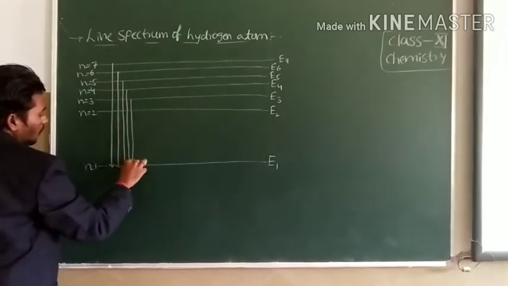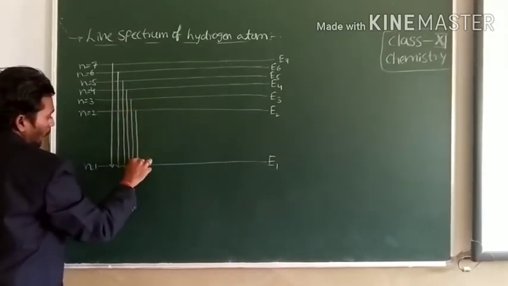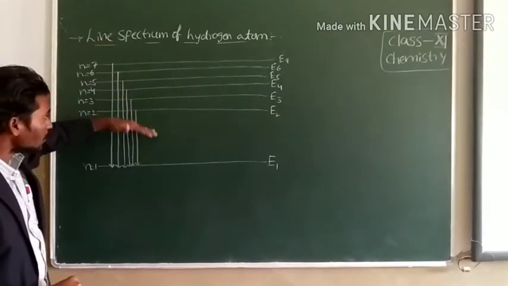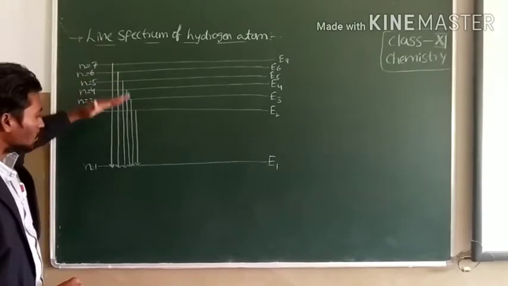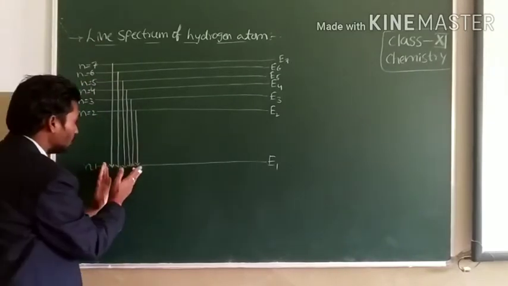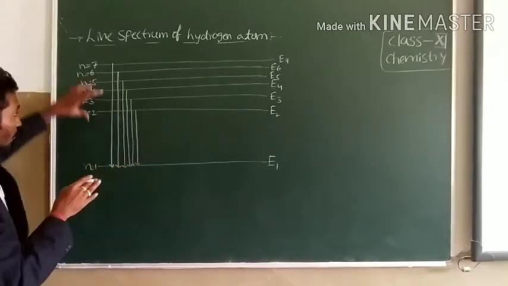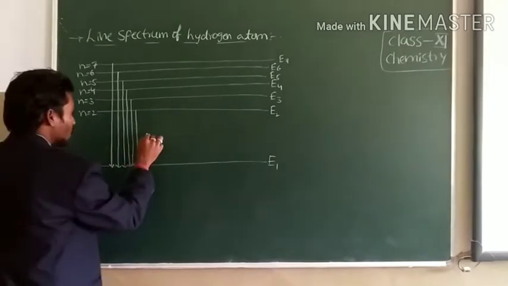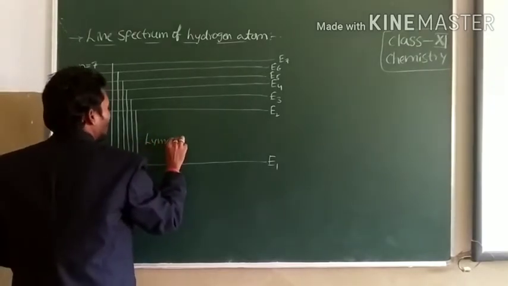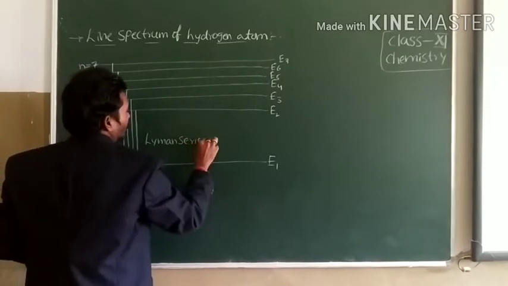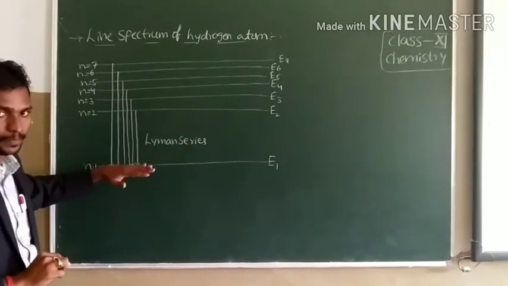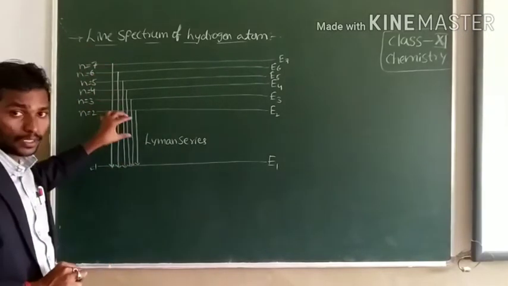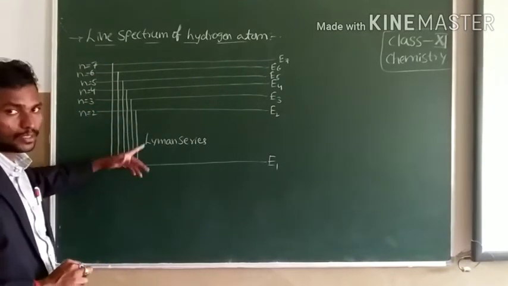So when the electron travels from the higher energy levels to the first level, we can observe spectral lines. When we observe spectral lines in the first energy level, this series is named the Lyman series. It's called the Lyman series.